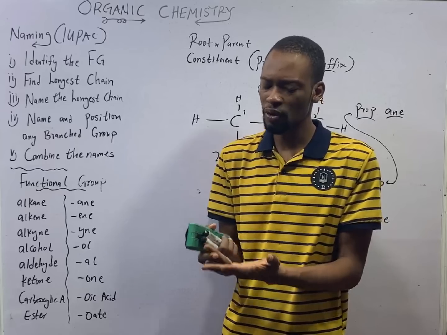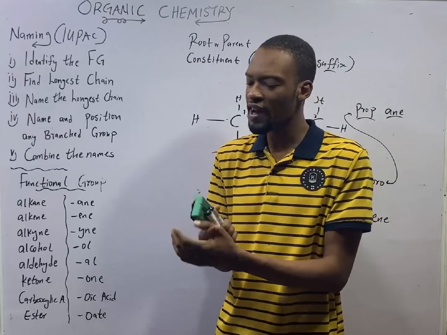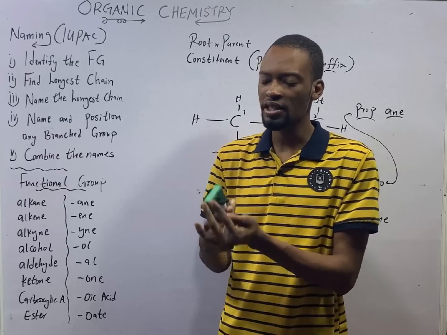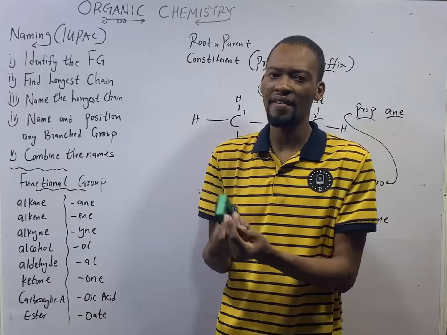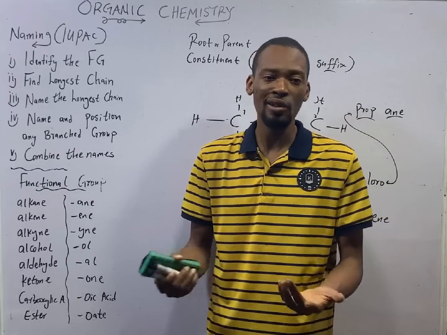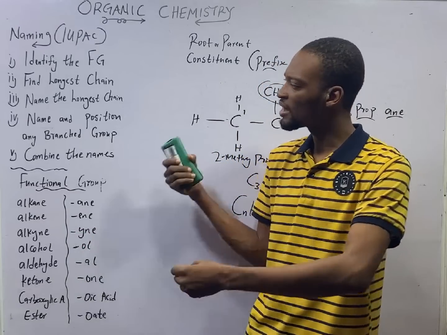If it is 2 carbons, eth; 3, prop; 4, but; 5, pent; 6, hex; 7, hept; 8, oct; 9, non; and 10, dec. At this level, dec will be the maximum you get, 10 carbons being the longest chain.